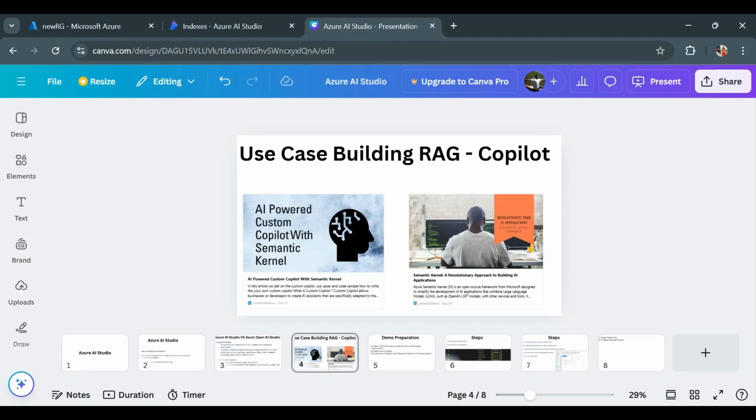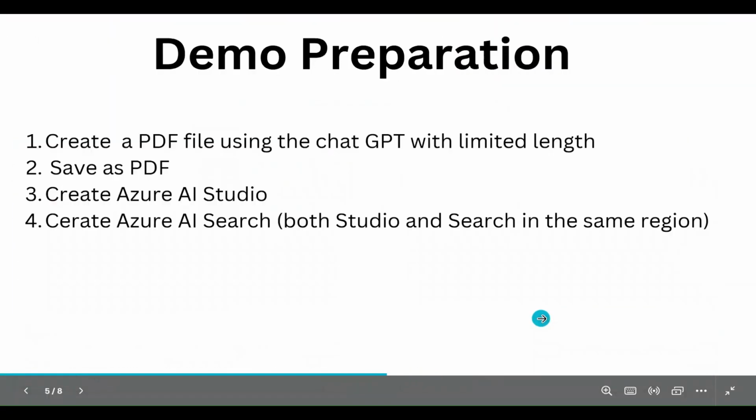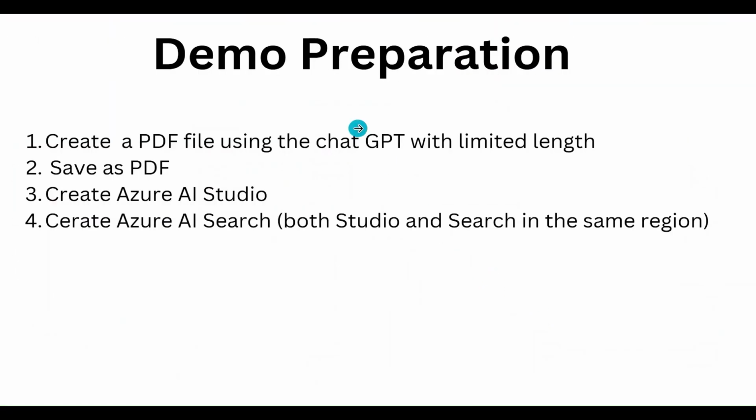So coming back onto the presentation, for the demo preparation, what we do is we create a PDF file, where we use ChatGPT to get some of the information. Let us keep our PDF file concise, with not more than 1 or 2 pages, and then save that file, then create an Azure AI Studio, and then create an Azure AI Search as well.